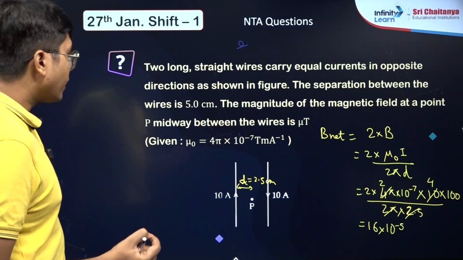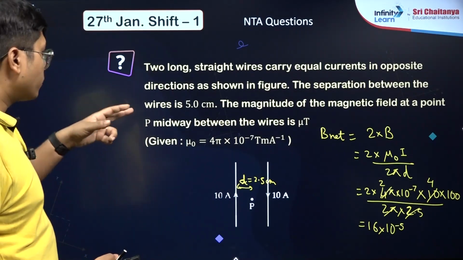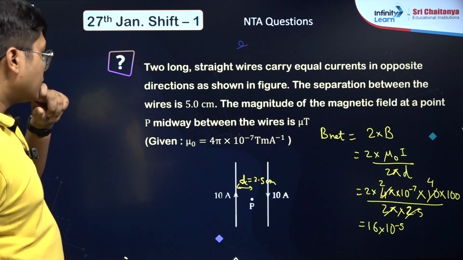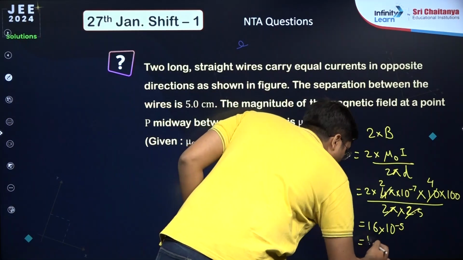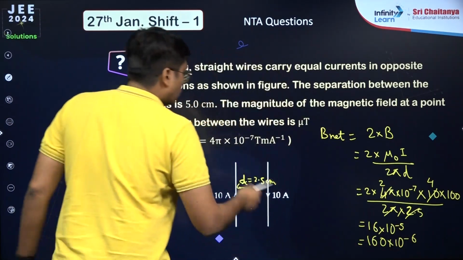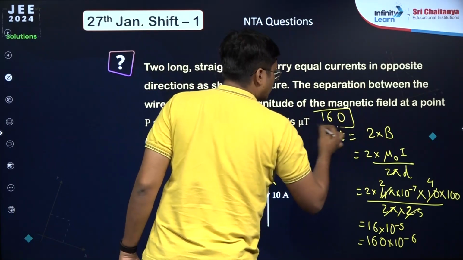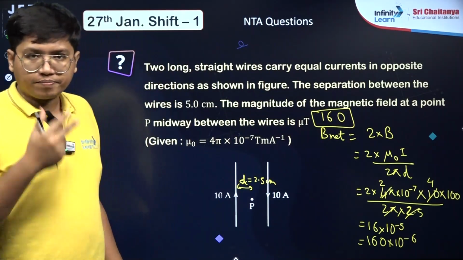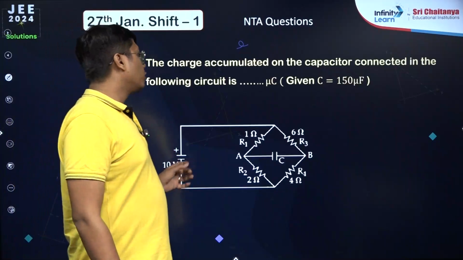Did I miss out on any value over there? Mu naught I by 2 pi d, that goes with the 4. That's gone with the 2. 2 into this comes out to be 16. Okay, 160, my bad. Yes. 160 into 10 to the power minus 6. So this in micro Tesla is 160. That is the answer.